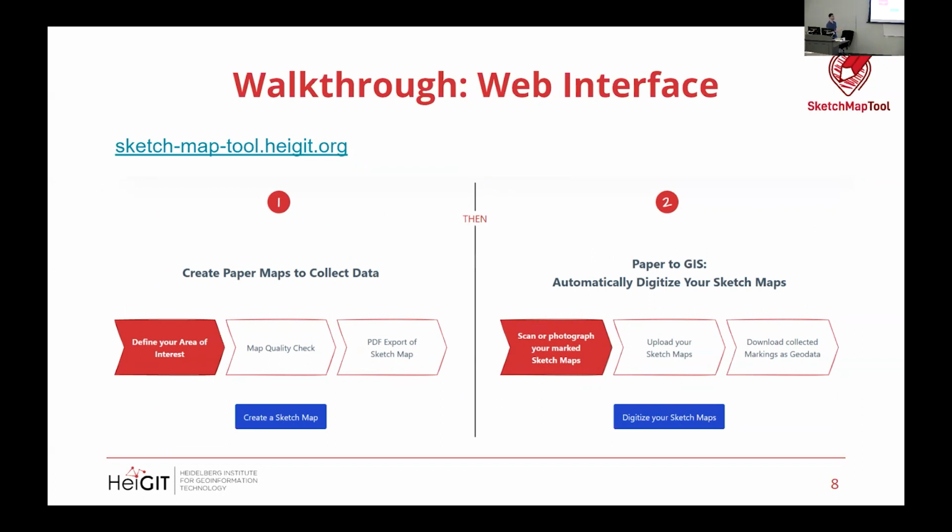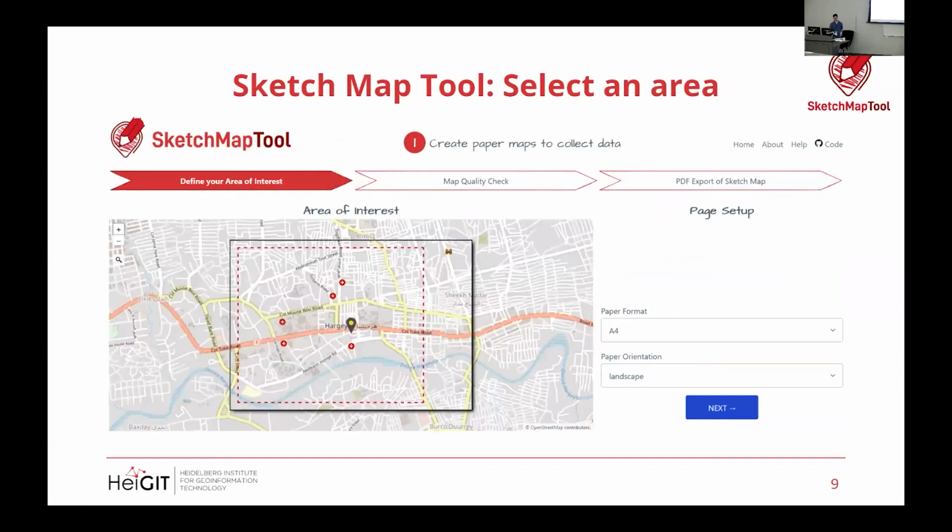On the left-hand side, you see create a sketch map, and on the right-hand side, digitize your sketch map. The digitize option is the second step after you've already done your annotation. So you're going to start on the left, and create your own sketch map. From there, you're going to have to select what your area of interest is.